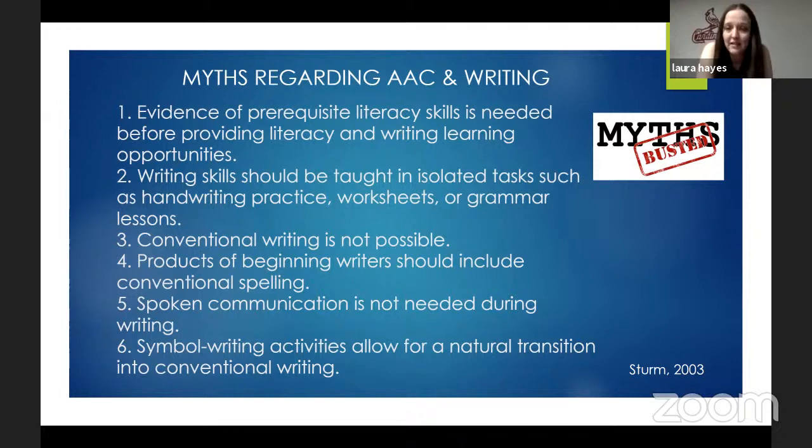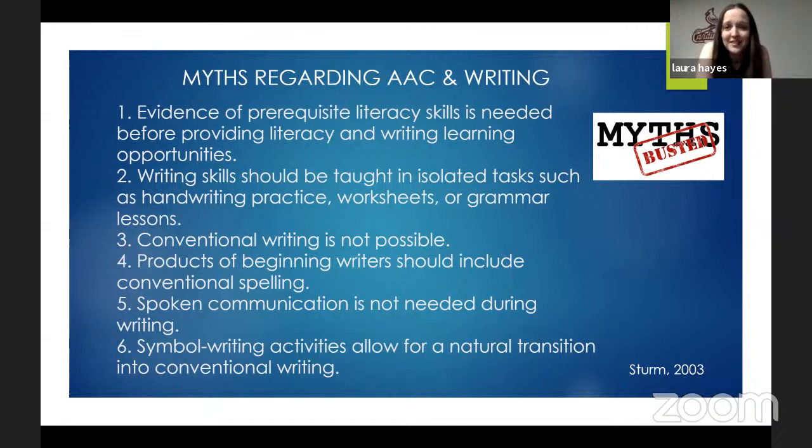So that is the mindset of many when looking at how we teach writing to somebody that has complex communication needs. Conventional writing is not possible. I see this one a lot, that people just have this myth that kids cannot learn writing in a functional or formal way because they use AAC, because they learn differently and they have a different language. And that is absolutely not true. We're going to talk about different ways that we can support them today.